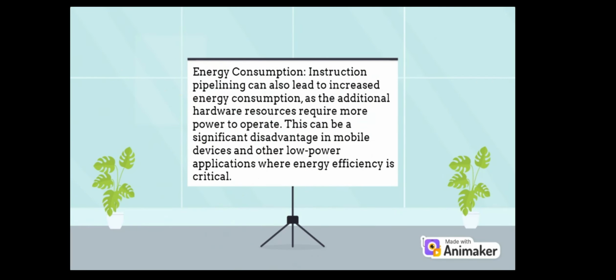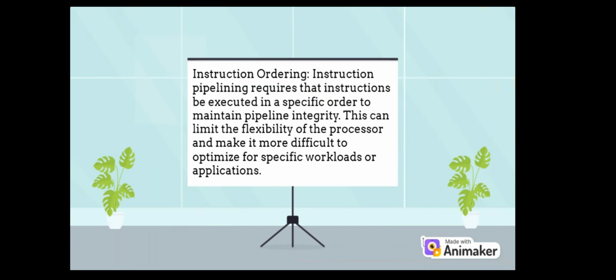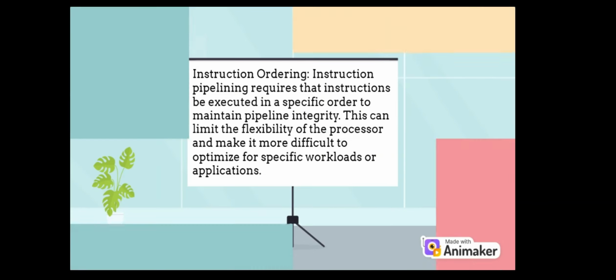Energy consumption. Instruction pipelining can also lead to increased energy consumption as the additional hardware resources require more power to operate. This can be a significant disadvantage in mobile devices and other low power applications where energy efficiency is critical. Instruction ordering. Instruction pipelining requires that instructions be executed in a specific order to maintain pipeline integrity. This can limit the flexibility of the processor and make it more difficult to optimize for specific workloads or applications.